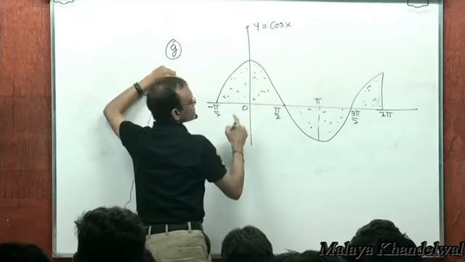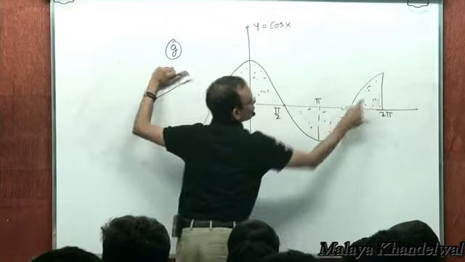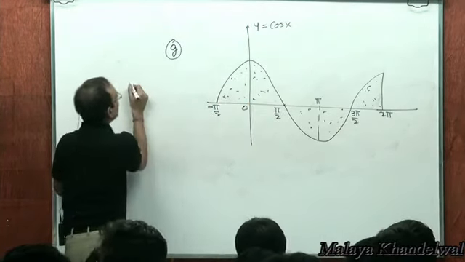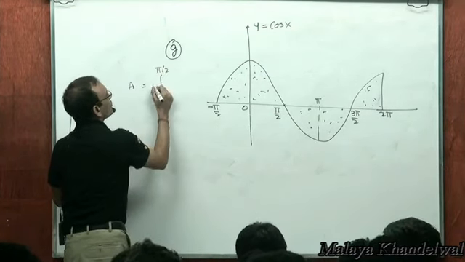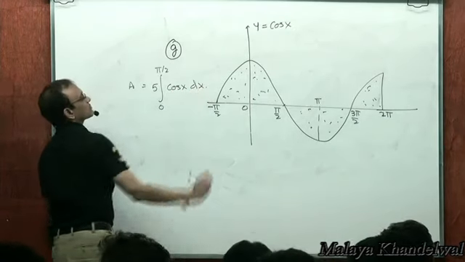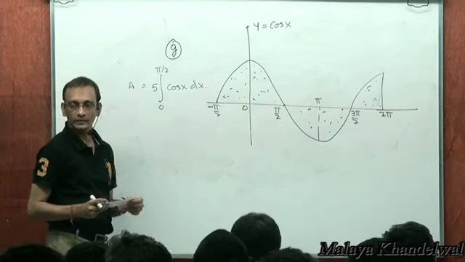All that you need to do is find just this area and 1, 2, 3, 4, 5 times this area, isn't it? So the required area is going to be 5 times the integral from 0 to pi by 2 of cos x dx, right?